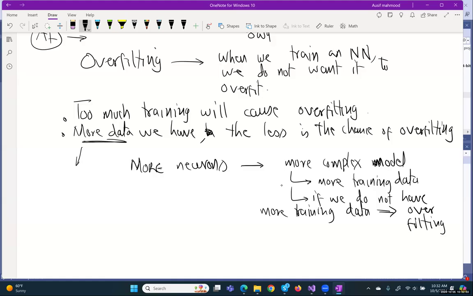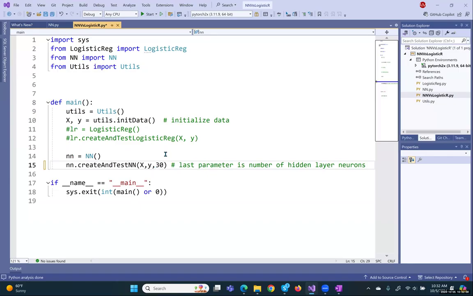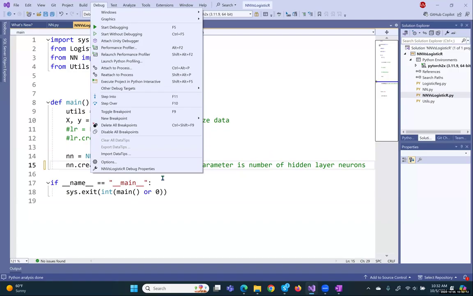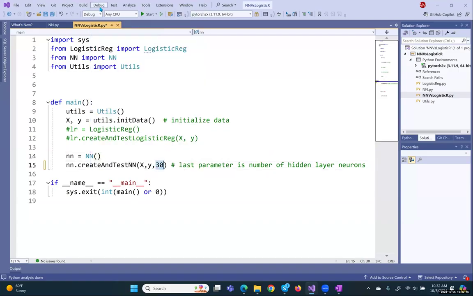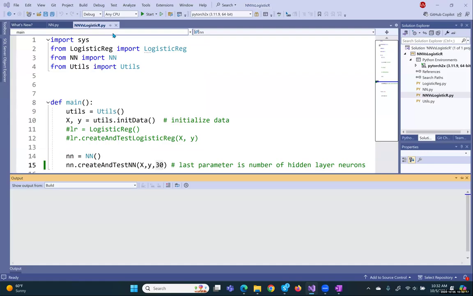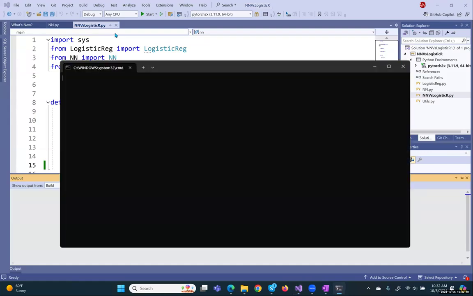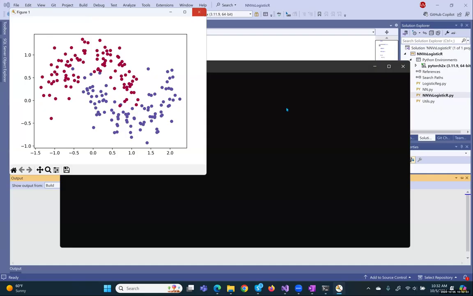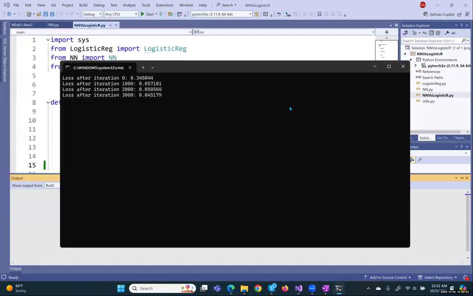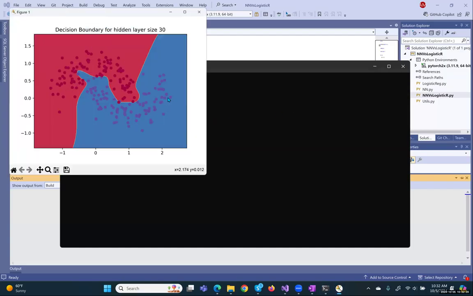And let me demonstrate it to you. So our data is same as 200, right? So now I've changed it to 30 neurons, right? So if we test it, obviously it takes a little bit longer to train. So take a look at the decision boundary now, okay? So this is an example of overfitting, okay?